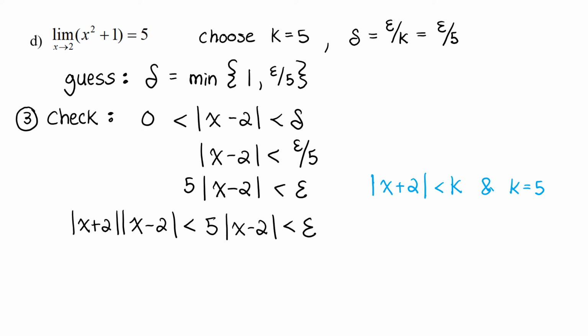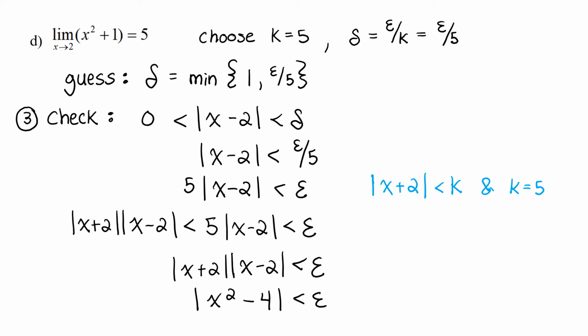And we're just trying to show that this piece is less than epsilon, so we can have that if-then statement. So we can ignore the middle piece here. And we have the absolute value of x plus 2 times the absolute value of x minus 2 is less than epsilon. And we can actually multiply those together. So we have the absolute value of x squared minus 4 is less than epsilon. And that is that simplified f of x minus L from the beginning.